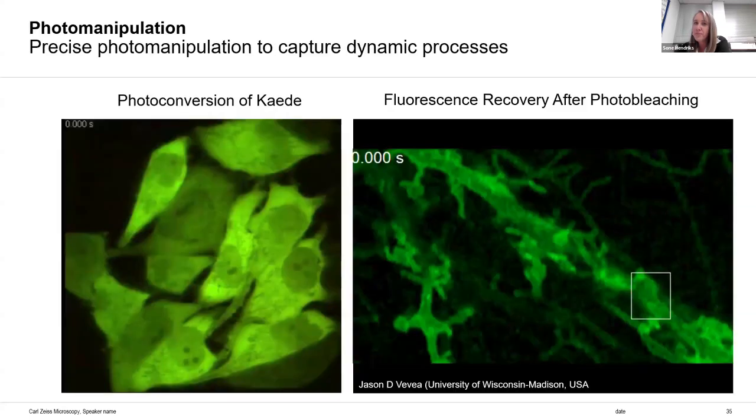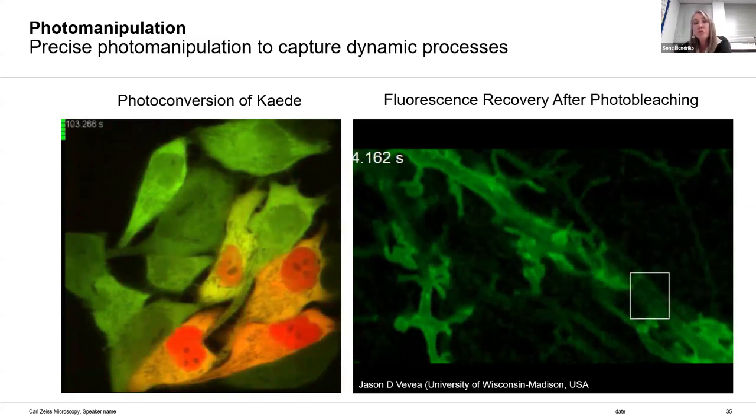In addition to spectral imaging, confocal microscopy technology allows you to precisely manipulate the light in order to capture dynamic processes. Here on the left-hand side, you can see an example of Kaede photoconversion, which gives you a valuable tool in tracking cells, as well as a FRAP experiment on the right-hand side, which allows you to capture dynamic processes in cells.